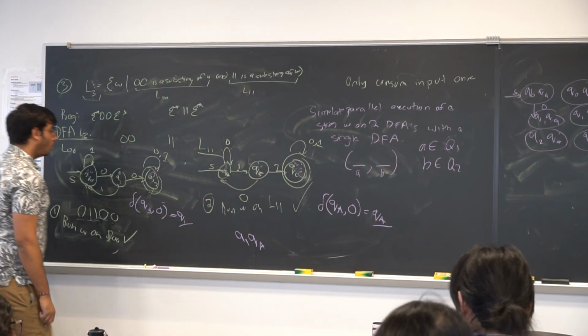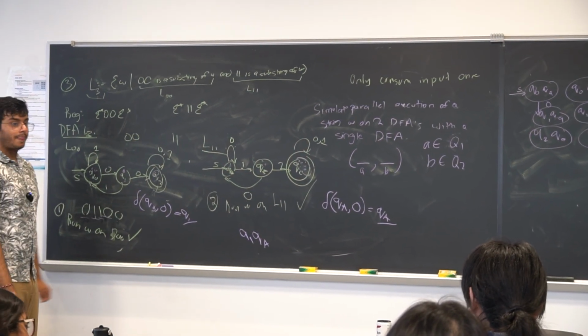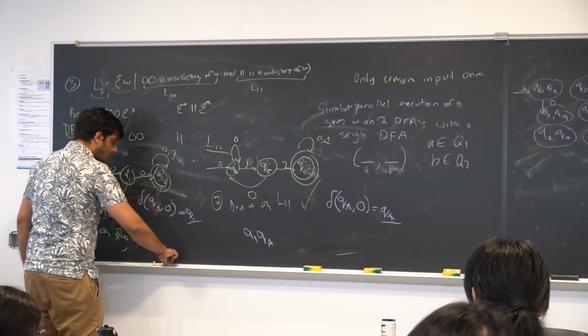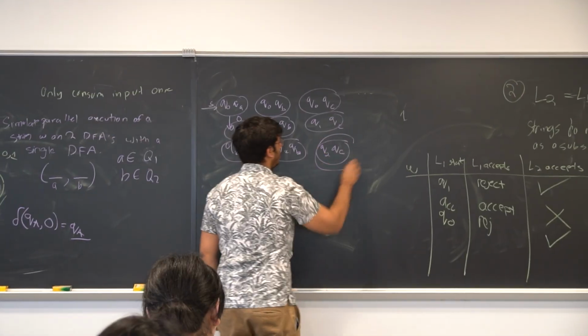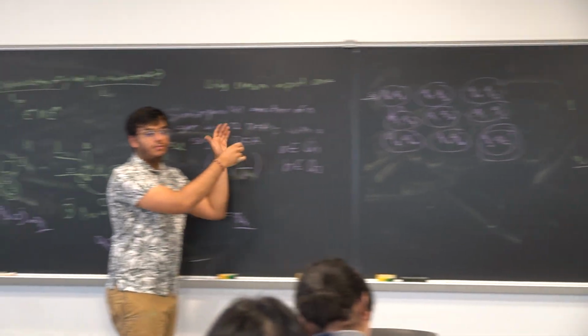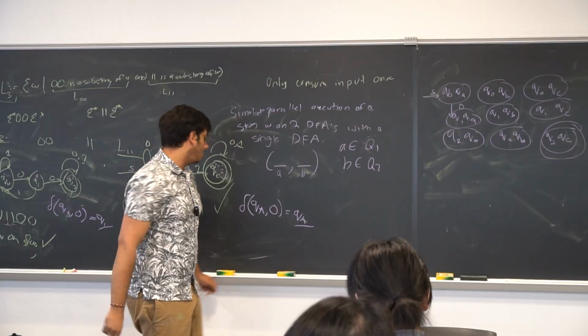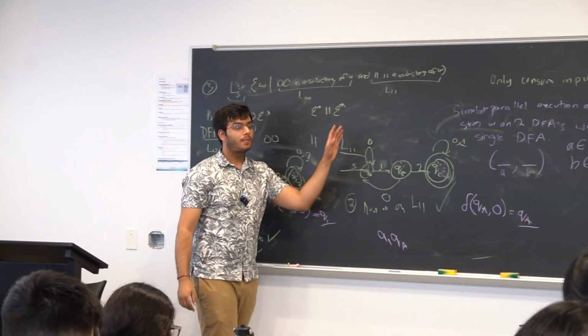Real quick, what should the accepting state be? Q2, QC. So on and so forth, you can fill in the rest of the transition function states. Does this make sense somewhat?